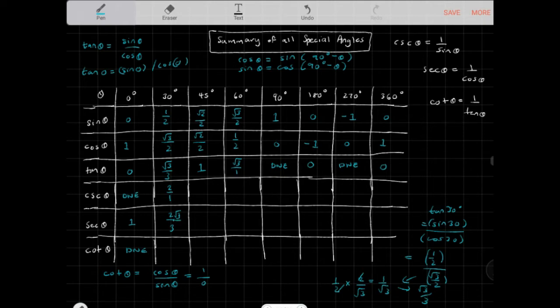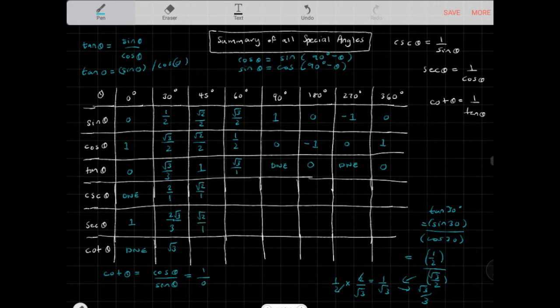And then cotangent theta is the reciprocal of sine, so you get 3 over square root 3. And if you multiply this guy out, you get 3 square root 3 over 3, which is basically square root 3. Okay, so square root 3. Cosecant 45 here is the reciprocal of sine, so it's going to be 2 over square root 2, which is square root 2 over 1.